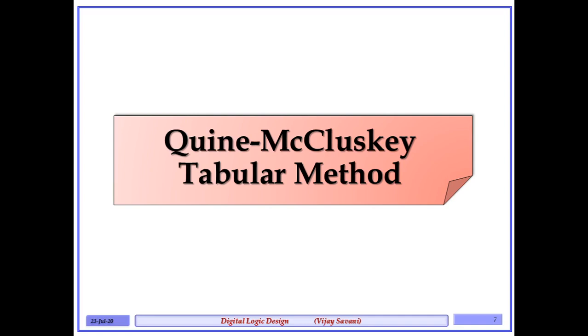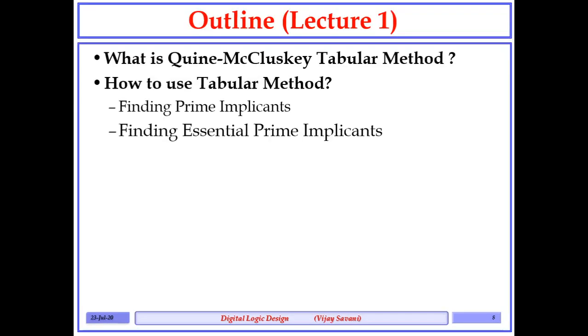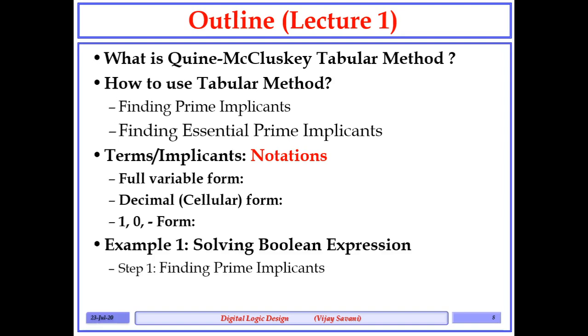In continuation with the last lecture, we started with Boolean algebra and variable function simplification using the tabular method, and we started with one example. In the previous session, we discussed what the tabular method is, the steps involved in the method, and the different notations available to represent the implicand, the term in the table. We started solving Boolean expression example number 1, step 1, finding prime implicands.